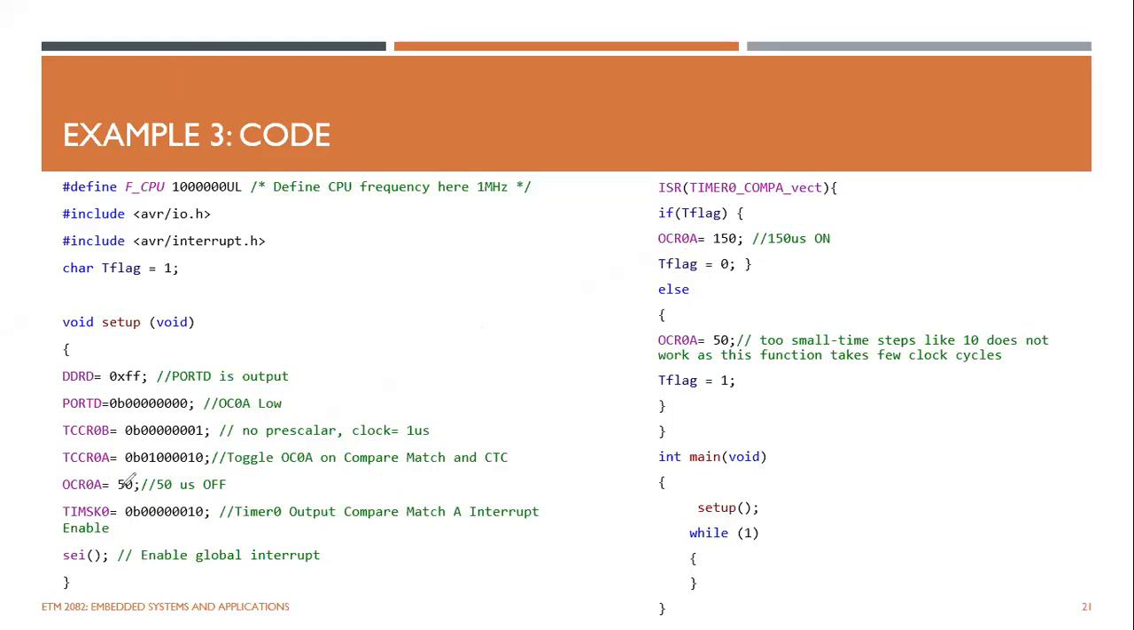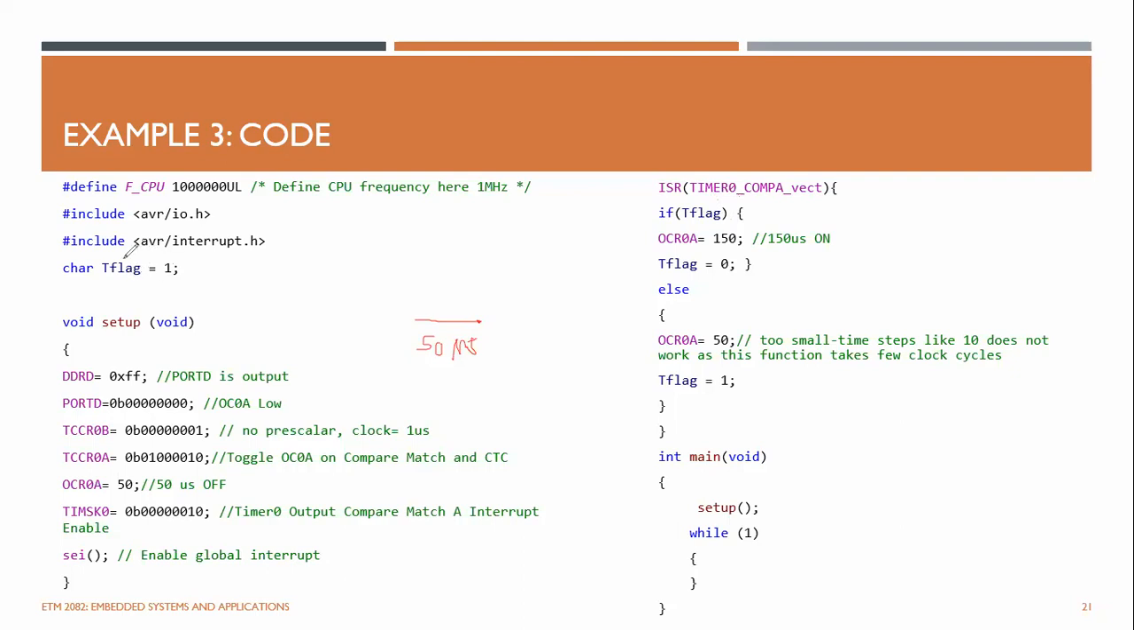Okay, so what the code basically does is, OCR0 is 50. So when it goes to 50 clock cycles, that is 50 microsecond cycles. The T flag is initially 1. So when the interrupt service happens, or when the timer reaches 50, an interrupt is generated and comes to here. The T flag is 1.